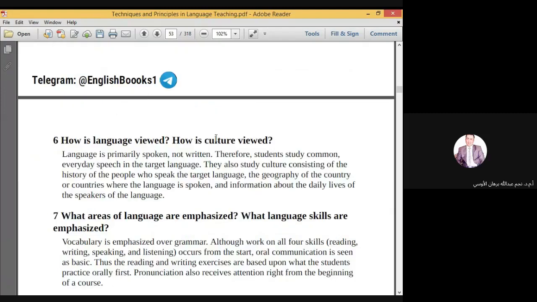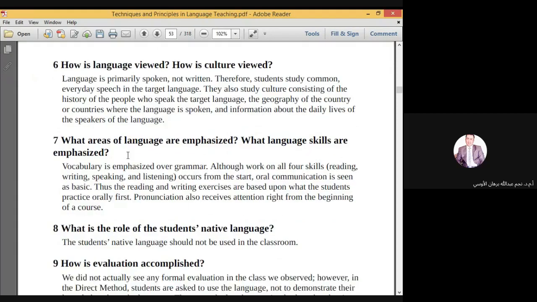Next, how is language viewed? How is culture viewed? Language is primarily spoken, not written. Second, what areas of language are emphasized? What language skills are emphasized? Vocabulary is emphasized over grammar, although work on all four skills, reading, writing, speaking, and listening, occurs from the start. Oral communication is seen as basic.